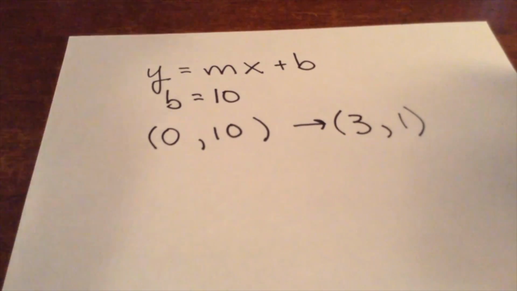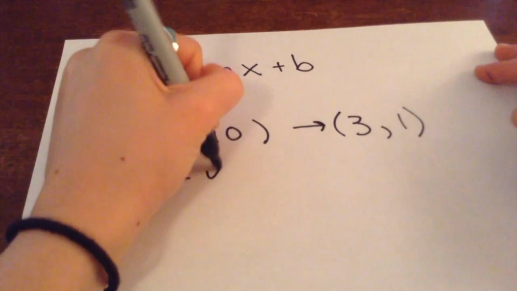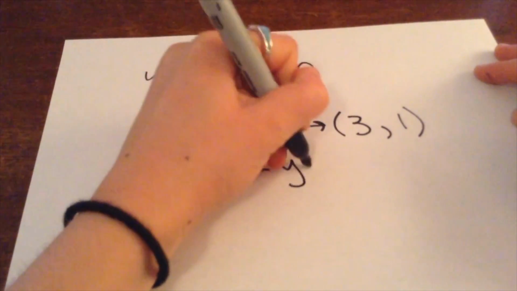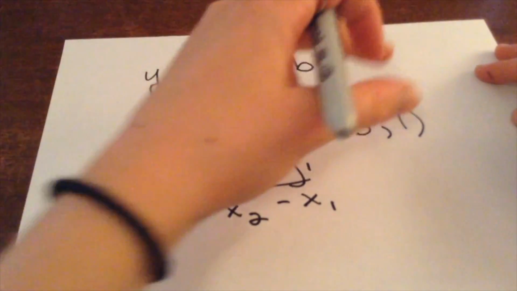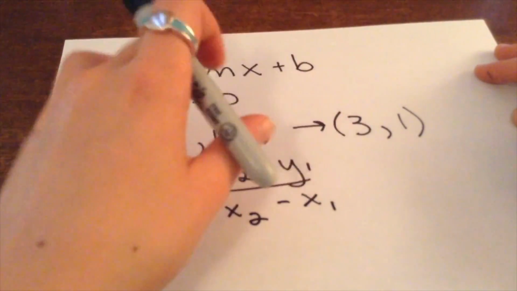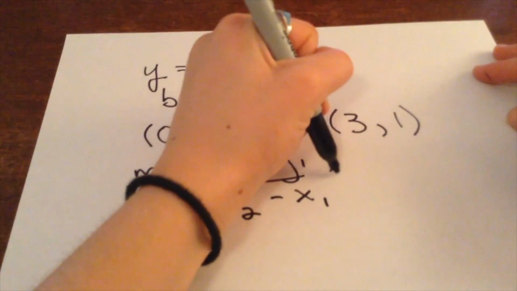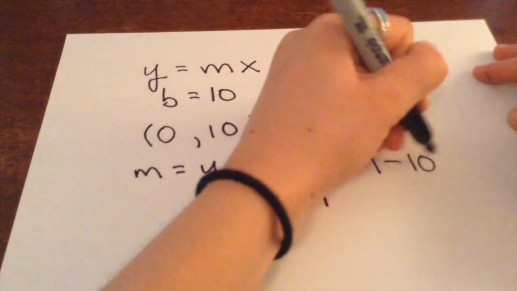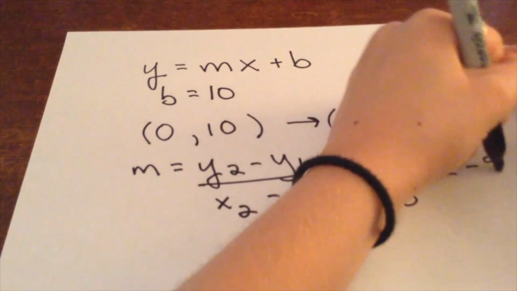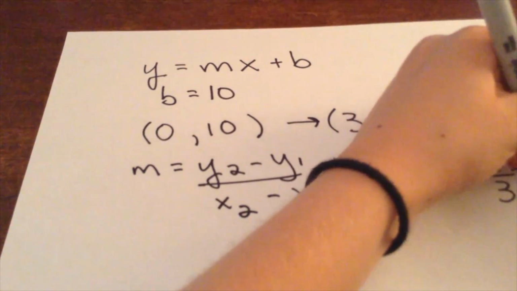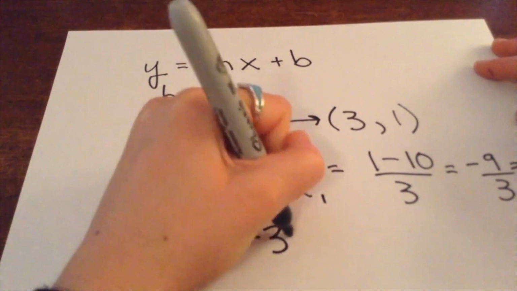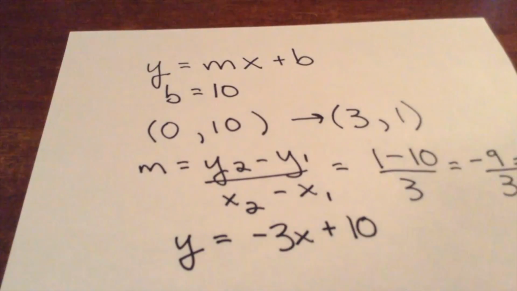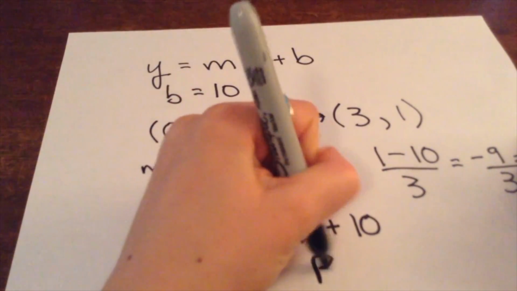So then the slope is m equals y2 minus y1 over x2 minus x1. So you subtract the y values and then put that over the difference in the x values. So here that would be 1 minus 10 over 3, which equals negative 9 divided by 3, which equals negative 3. So from this, you can see that y equals negative 3x plus 10, and it looks like that would be B on the answers.